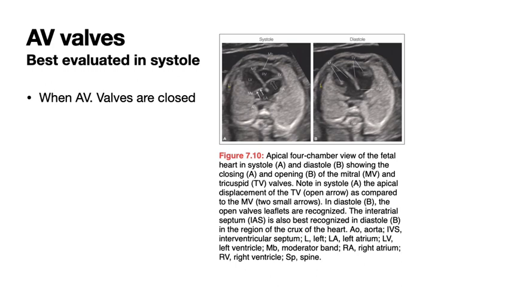The AV valves are closed and they're easy to see, so you can see which one has that apical displacement, the tricuspid. Whereas over on the right side, where there's diastole, when diastole happens, the valves open and blood is rushing in there. It's very hard to evaluate them because you can't actually see the leaflets.